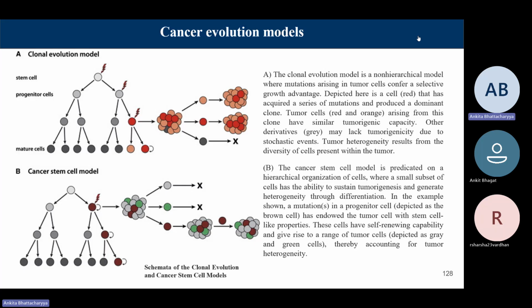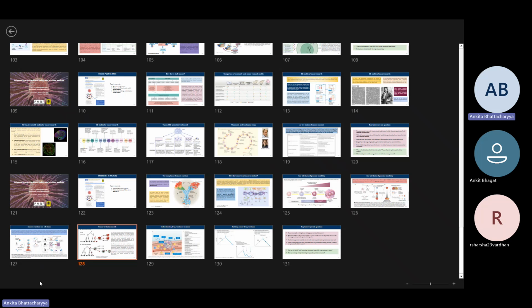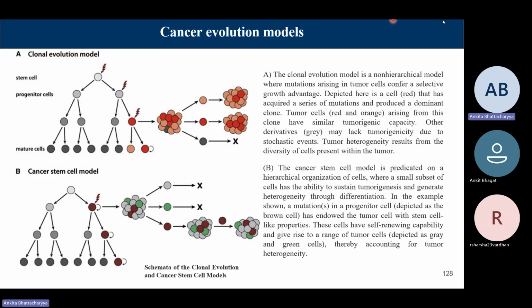Okay, so then moving on, we are going to learn a little bit about the commonly established models for cancer evolution. Majorly, there are two types of cancer evolution models that are known. What are the two types? The first is the clonal evolution model. The second is the cancer stem cell model.